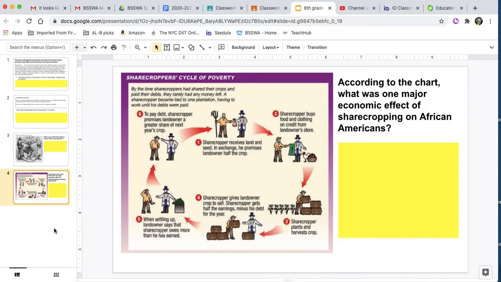Just a quick hint. If you come across a word that you don't fully understand, you have a computer and a laptop in front of you, or a tablet or phone. Go ahead and research that word. Go to dictionary.com. Find ways to understand what that word means, so it will increase your comprehension of the question that is asking you.